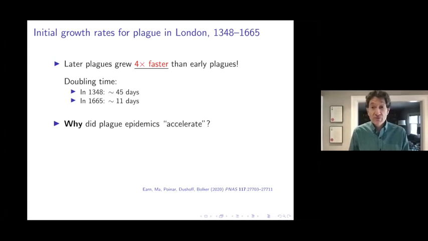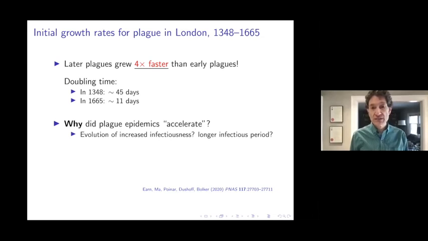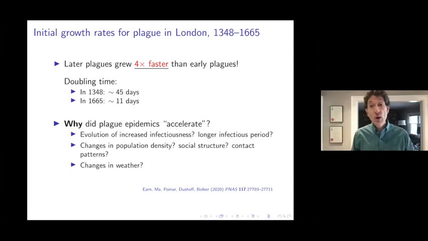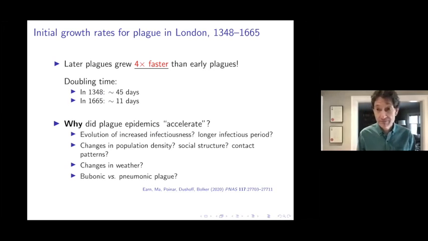And obviously, then we can ask, well, why did this happen? Was it faster later on? And there are all sorts of possible reasons. The pathogen could have evolved to be more infectious or have a longer infectious period. There were changes in population density and social structure. The weather was different. What's known as the Little Ice Age occurred during the later part of this period. And we don't know if we're looking in one case at epidemics of bubonic plague and the other at pneumonic plague. On that last question, I can say just a bit more, which I think is quite interesting.